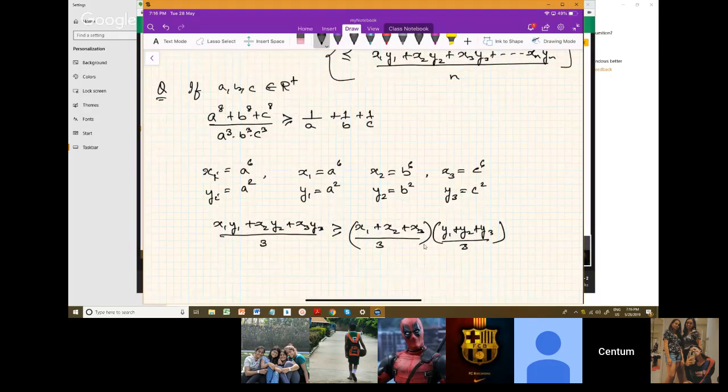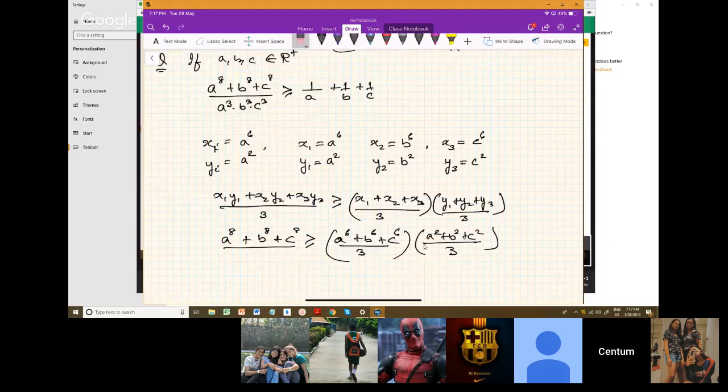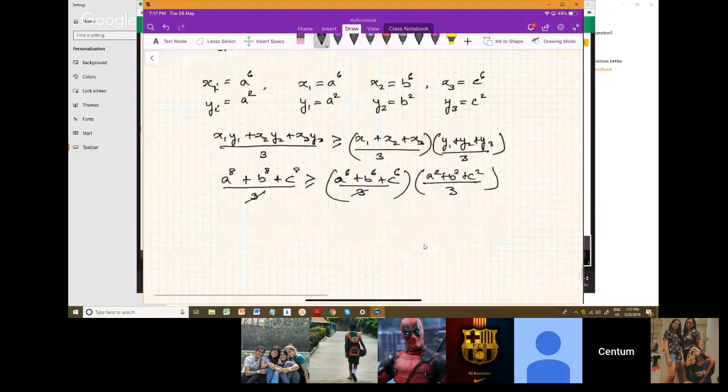So hence, on the left hand side, x1 into y1 will be nothing but a to the power 8, and then the second term is b to the power 8, and the third term is c to the power 8, divided by 3. And that is greater than or equal to x1 plus x2 plus x3. So what do I get here? Here we get a to the power 6 plus b to the power 6 plus c to the power 6, divided by 3, and then multiplied by a square plus b square plus c square divided by 3, isn't it? That means one 3 is cancelled, the other 3 will be cancelled. So eventually the inequality becomes what?